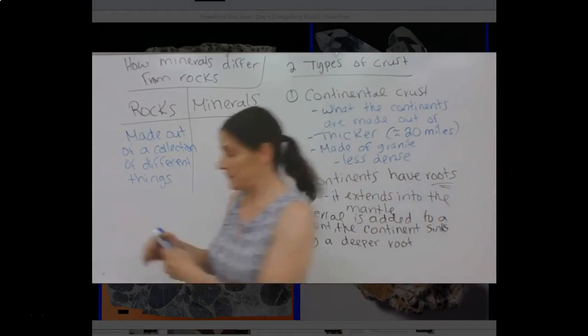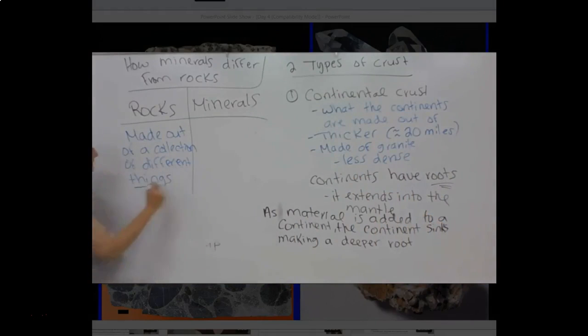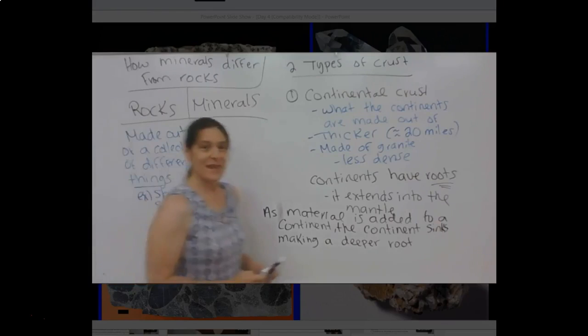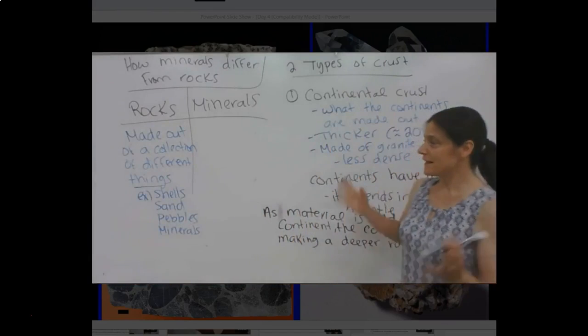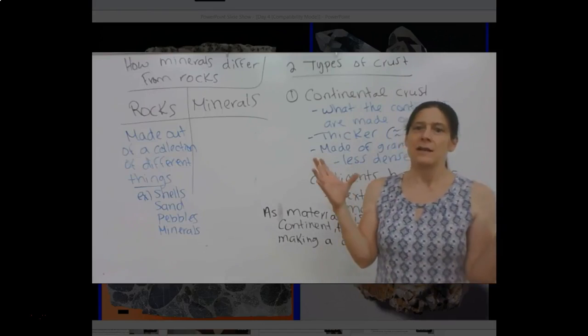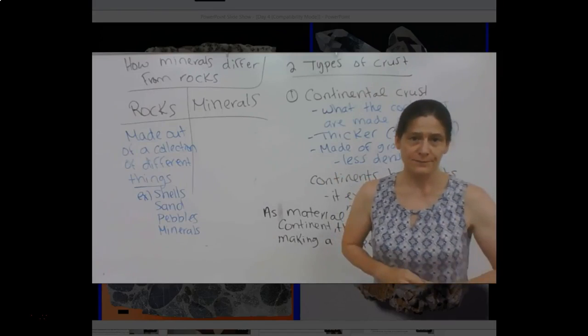So just some examples of some of these things. They could be shells. They could be sand. Pebbles, minerals. There's all these different things that can be collected together, and that collection is a rock, not a mineral.